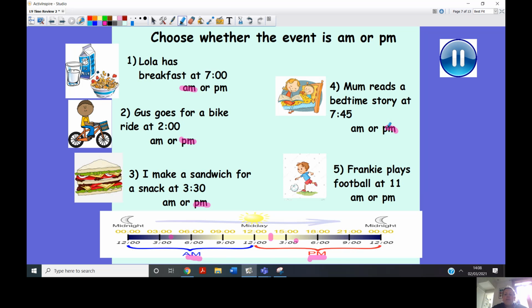And finally, Frankie plays football at 11 a.m. or 11 p.m. Well, unless he wants to play nighttime football. If he plays nighttime football, he could play 11 p.m. football, but it probably wouldn't be the best idea because I'd assume he'd probably be asleep, especially if he's had a bedtime story at 7:45. So Frankie would play football at around 11 a.m. and then he can work up a nice appetite for lunch. Good. I hope that has made things a bit clearer for AM and PM.